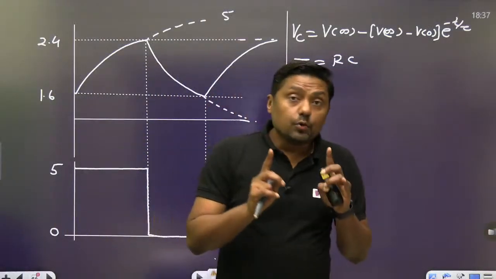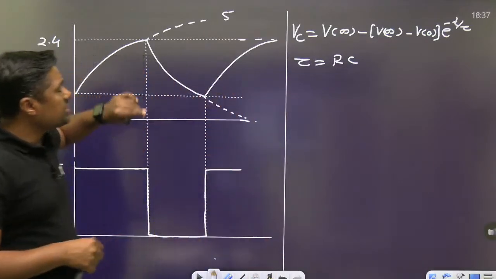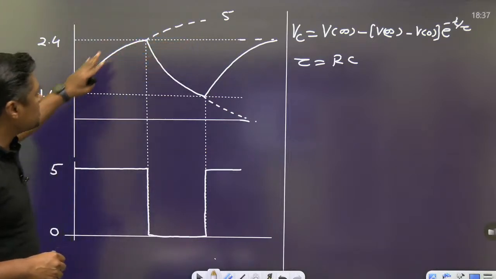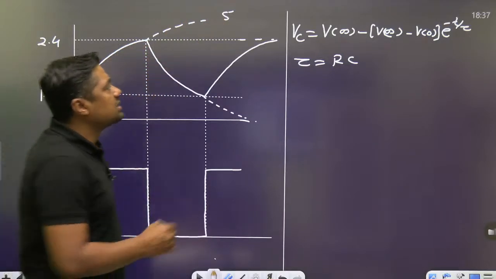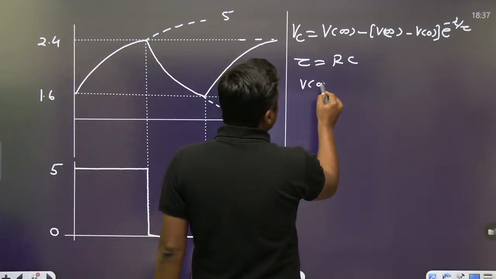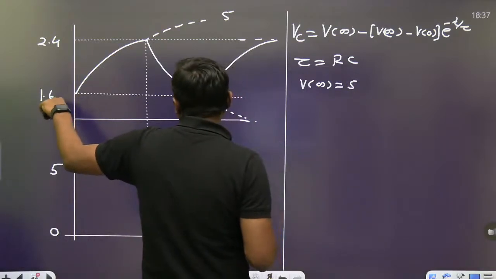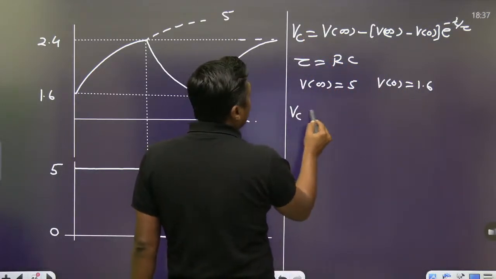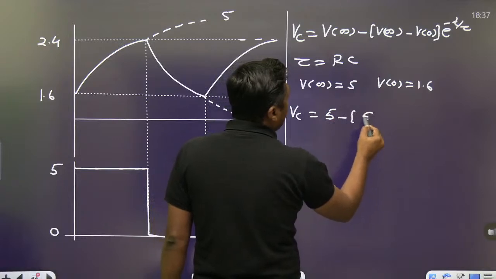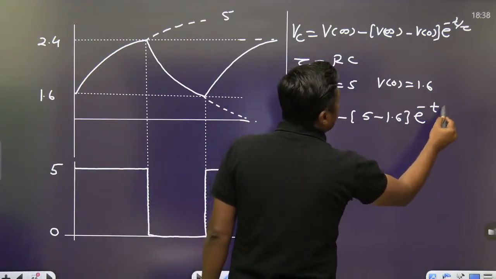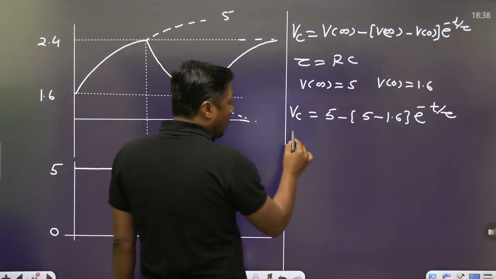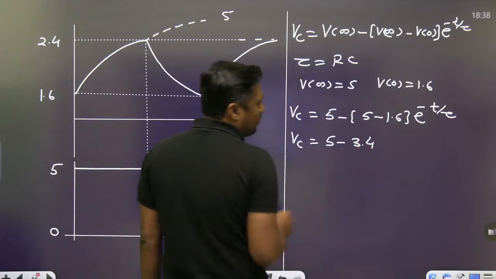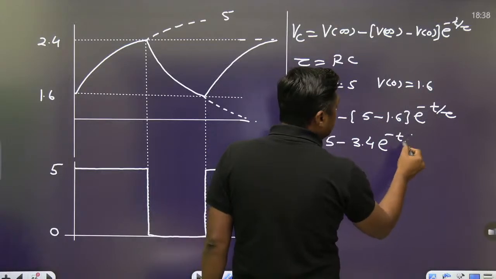Now, you have to find the equation. That is a lengthy question. What is the equation? But once you practice, it will become very easy for you. What is the final value when the capacitor will charge? When we are giving the infinite time, it will charge up to what? 5 volt. The final value is infinite, 5 volt. What is the initial value? 1.6 volt. Initial value is 1.6 volt. So you will get the equation first of all. During charging, 5 minus 1.6 e raised to power minus t by tau. Then what is the equation finally? 5 minus 3.4, check my calculation, e raised to power minus t by tau.